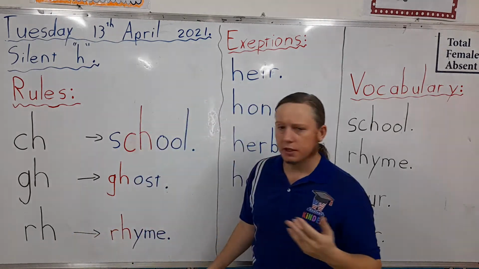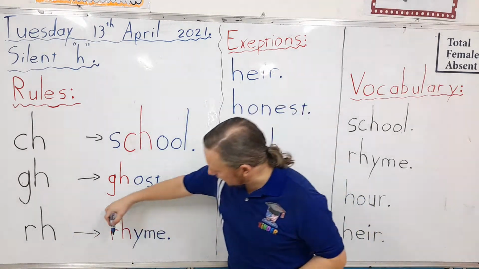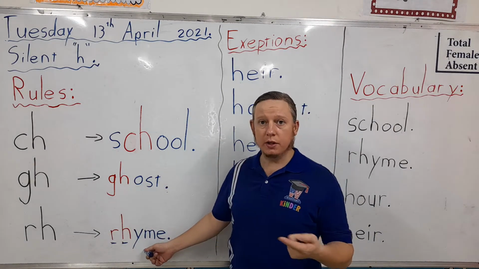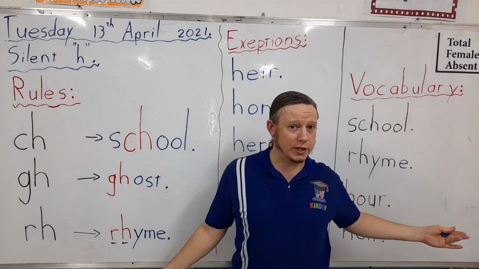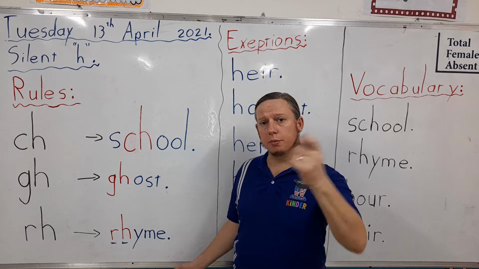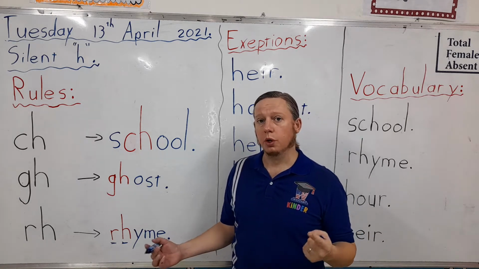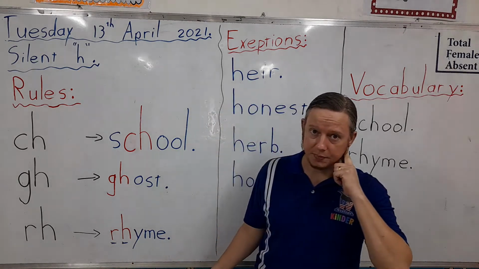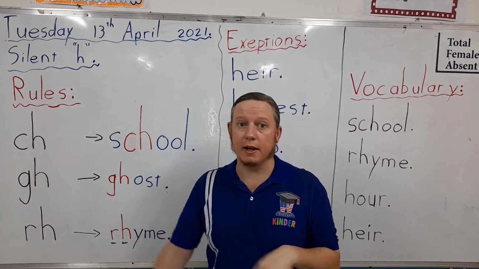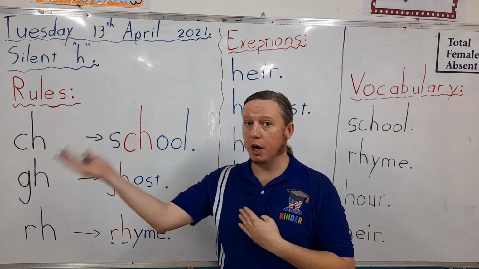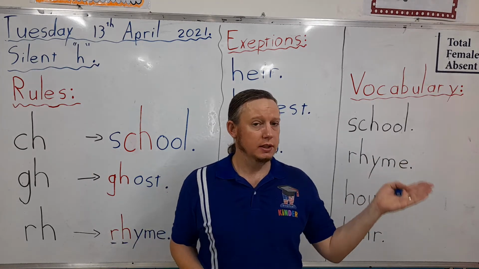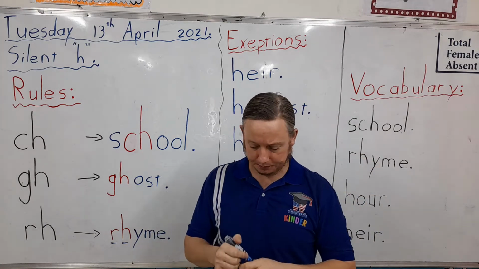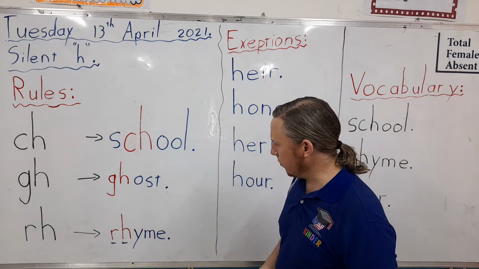RH. When we see the letters RH, over here I have them in the front. We know this word already. We did it last week, rhyme. Do you remember rhyming words? Words that sound the same are words that rhyme. I make a rhyme every time. I'm a poet, but I don't know it. Okay, when we have words that sound the same, they rhyme. But we know that one already.